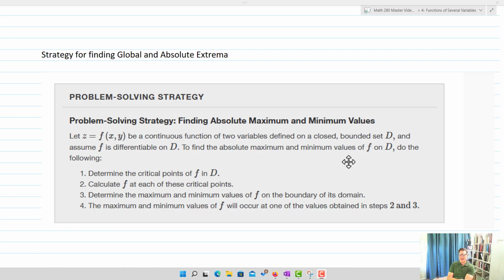Then we'll determine the maximum and minimum values of f on the boundary of its domain. The maximum and minimum values of f will occur at one of the values obtained in steps 2 or 3. If you think about this, this is exactly what you did in Calc 1, just with this added process that we have to do when we are working with multivariable functions. So let's take a look at an example, because I think you'll get the hang of it once you do it a couple of times.